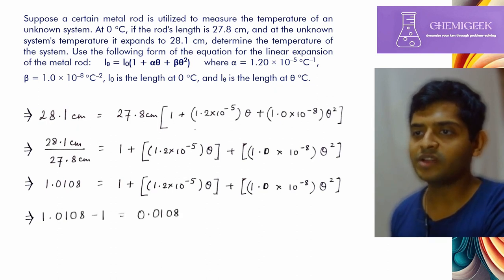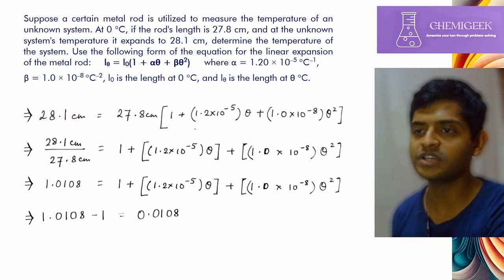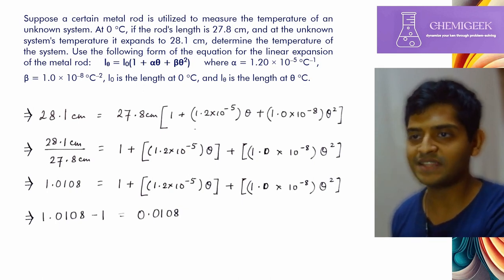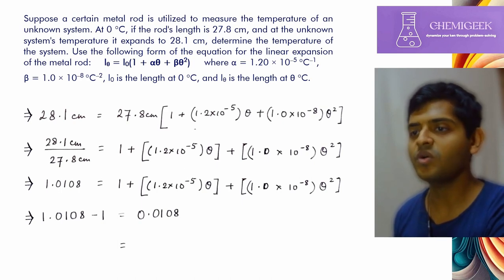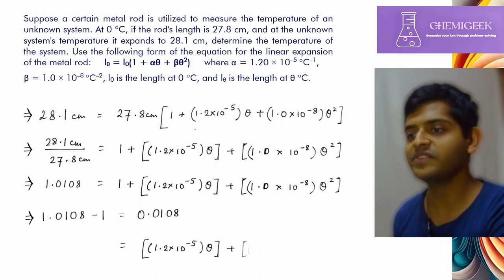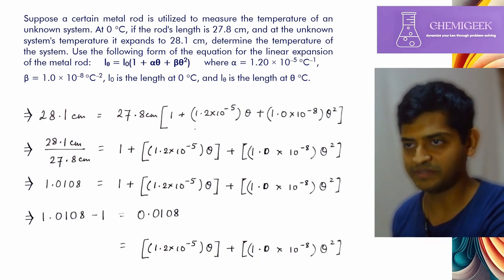Now, if we take the 1 from the right hand side to the left hand side of the equation, we subtract it and the value turns out to be 0.0108 instead of 1.0108. So we are subtracting 1 on the left hand side and the right hand side both. On the right hand side, 1 and 1 cancel, and on the left hand side, it becomes 0.0108. On the right hand side, we have again retained alpha theta plus beta theta square.